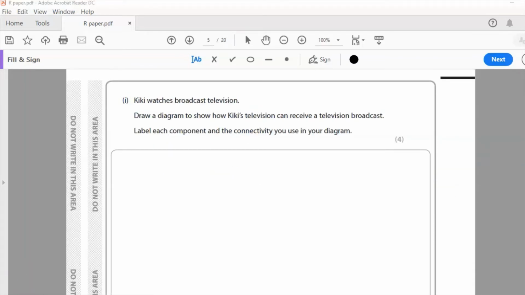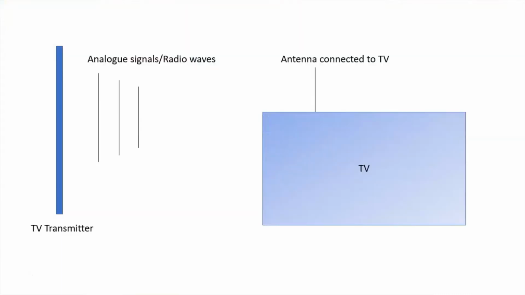Question I. Kiki watches broadcast television. Draw a diagram to show how Kiki's television can receive a television broadcast. Label each component and the connectivity used in your diagram. So to answer this question, we need to be providing 4 things, which I'll go through now. So here's your 4 marks that I've drawn out here.